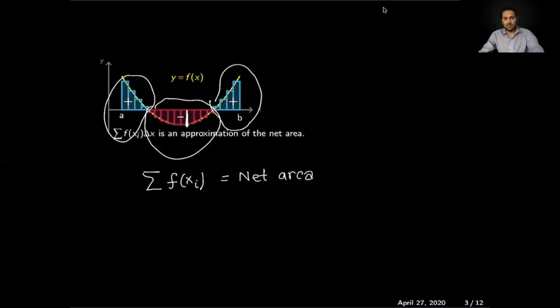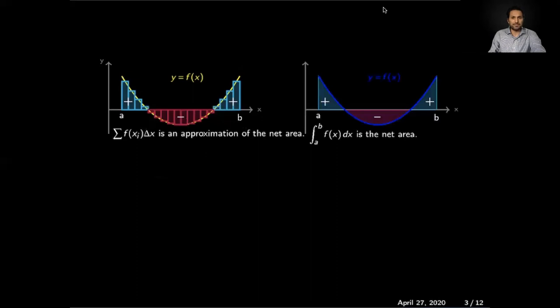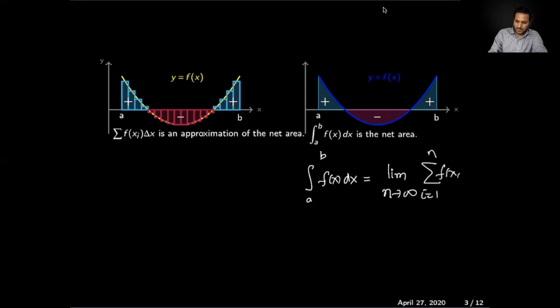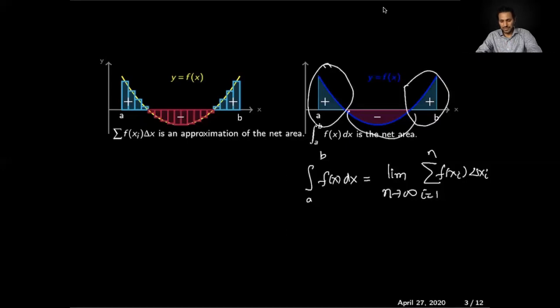Net area means area above the x-axis minus area below the x-axis. And this net area we will call the definite integral. If I take my n to infinity, then the integral from a to b of f of x denotes the net area, which is the limit as n approaches infinity of the summation, i varying from 1 to n, of f(x_i) delta x_i. So this will represent the area above the x-axis minus the area below the x-axis.